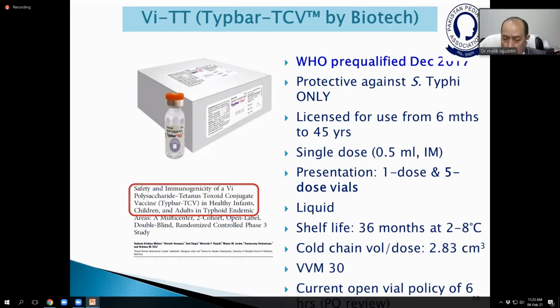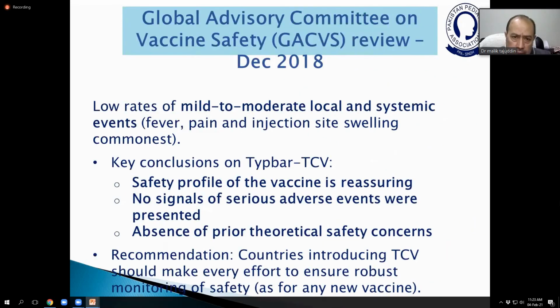Okay. Current open vial policy ये है कि एक बच्चा भी आए तो आप वायल ओपन करें और उसको लगाएं. ठीक है. Global Advisory Committee on Vaccine Safety was formed in December 18, and it indicates that इसके अंदर जो साइड इफेक्ट्स हैं वो बहुत लेस हैं, and it is very safe. This is a very safe vaccine to be used and can be used across the country.